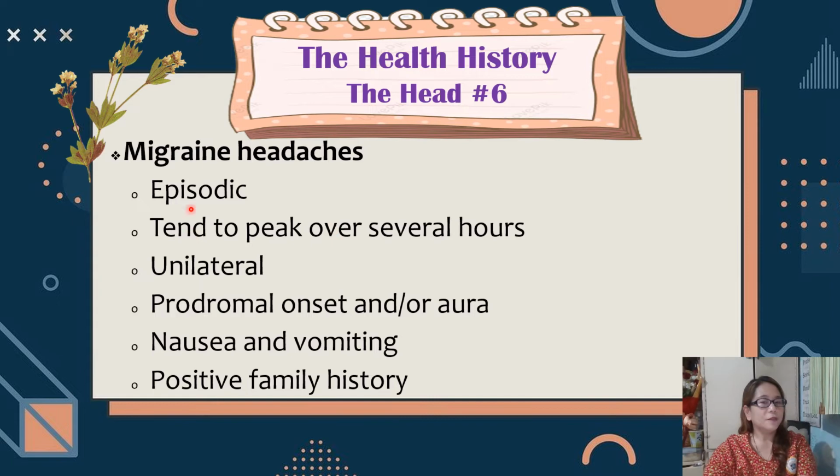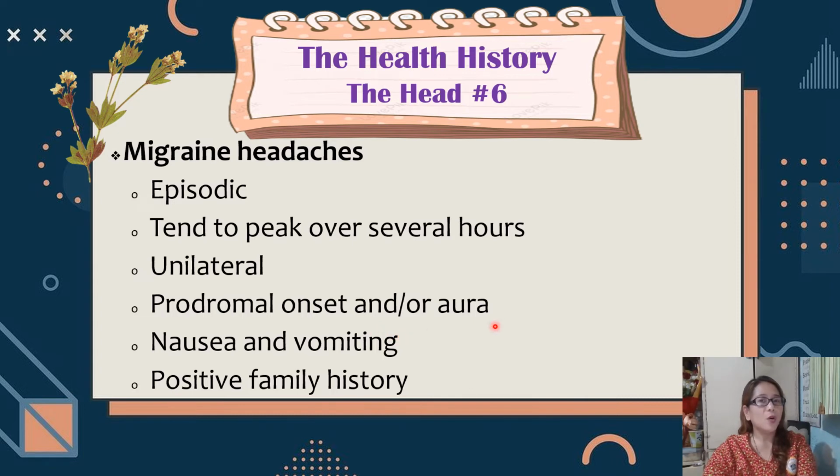Okay, for the migraine headaches, it is usually episodic, meaning it happens occasionally with irregular intervals. It tends to peak over several hours, and it is usually unilateral. Okay, it has a prodromal onset and/or aura.